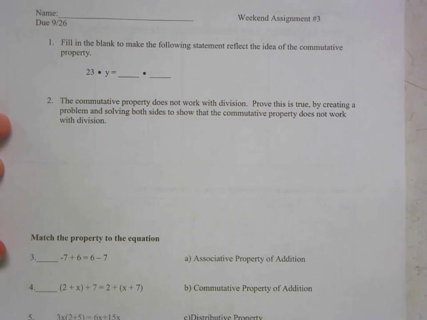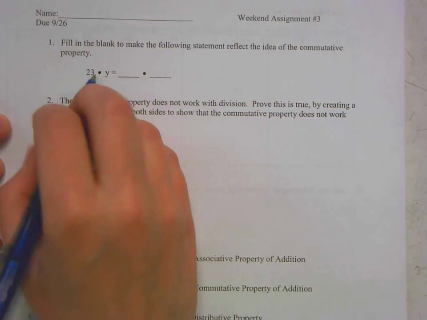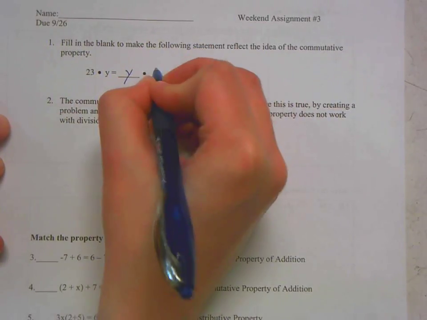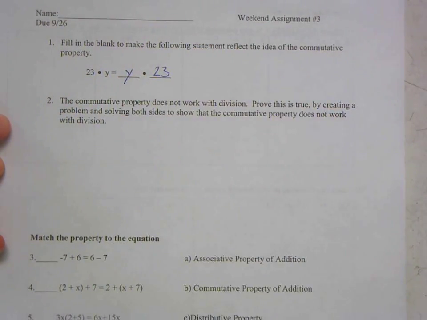Weekend assignment number 3. Fill in the blank to make the following statement reflect the idea of the commutative property. Now remember, commutative property just means you are switching the order around. Signs aren't changing, operations aren't changing, just change the order. So if the order on the left was 23, then y, the other side would be y, then 23.